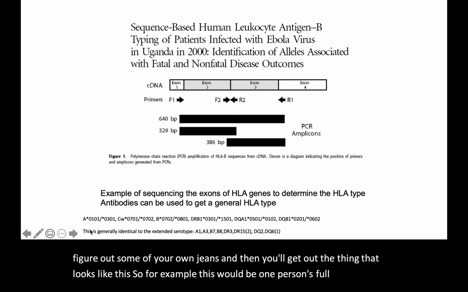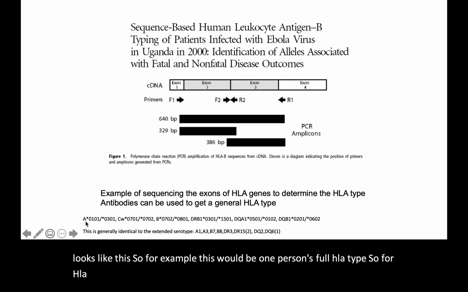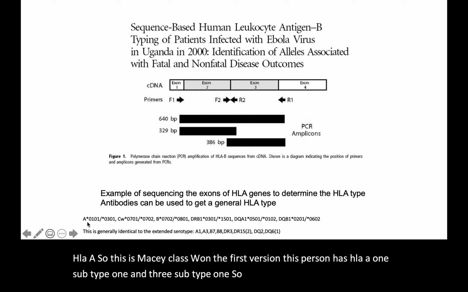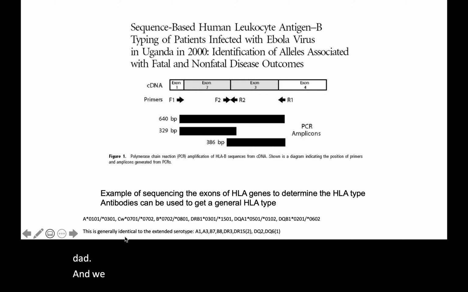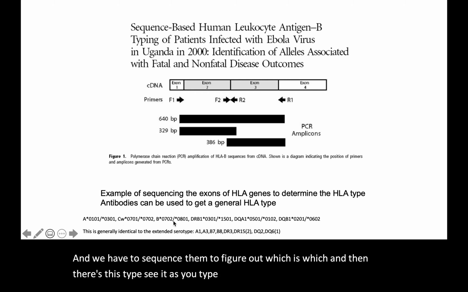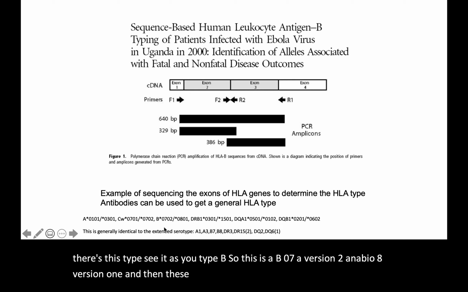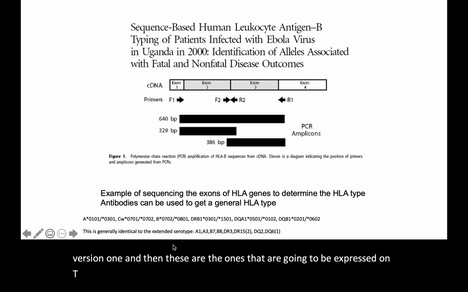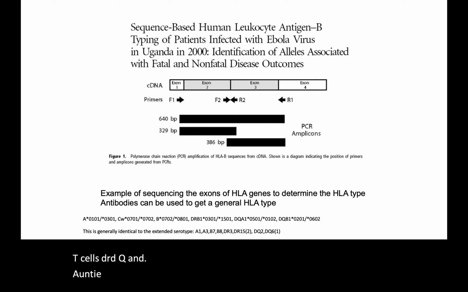So for HLA-A, this is MHC class 1, the first version. This person has HLA-A1, subtype 1, and A3, subtype 1. So one's from mom, one's from dad, and we'd have to sequence them to figure out which is which. And then there's type C, there's your type B, so this is a B07 version 2 and a B08 version 1. And then these are the ones that are going to be expressed on T cells: DR, DQA, and DQB.